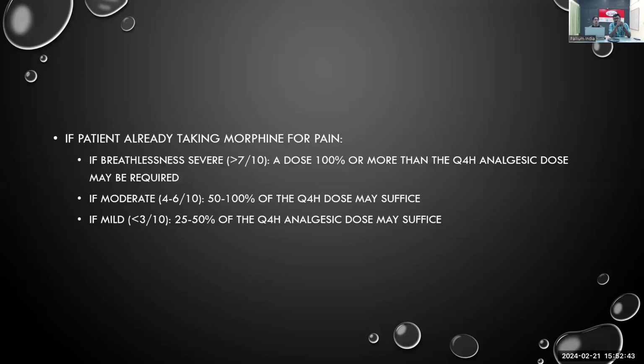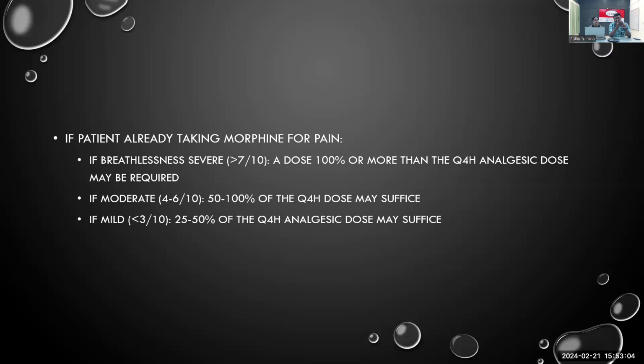That was in patients for whom opioid was started purely for the function of decreasing their breathlessness. Suppose the patient is already on morphine. They had some amount of pain, and for the pain, we had started them on morphine. In such cases, what we have to do is based on how breathless the patient is.